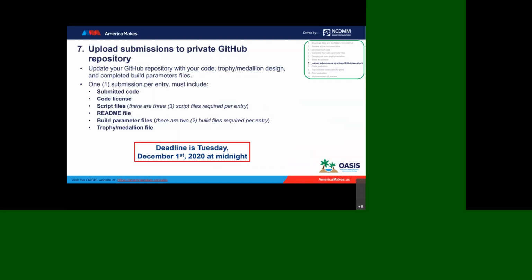One entry must include the submitted code, the code license, the script files. There's 3 of those. That's the batch file, and then the run NIST batch file, and then the run base build batch file. You got to have the Readme file, the build parameter files, one for the NIST plate and one for the build plate, and the trophy and medallion STL file.